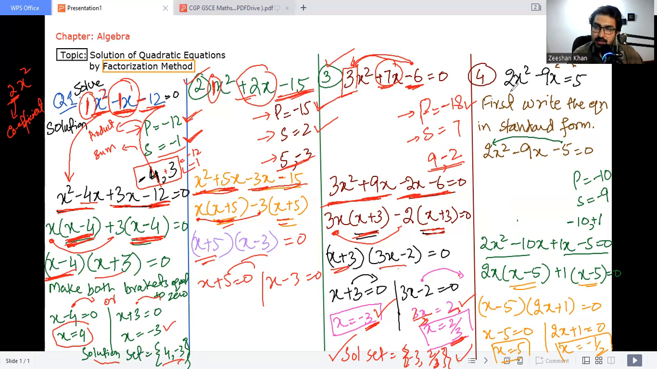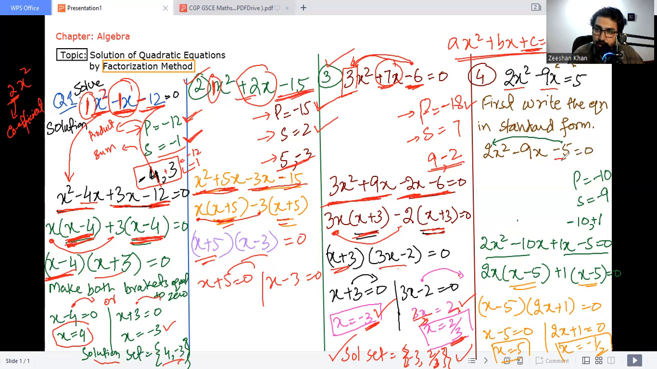Question number 4. Now this is again another quadratic equation, but there is one problem, that this equation is not in the standard form. I have explained previously in the previous lesson what the standard form is. So this is okay, this is also correct, but 5 is on the other side of the equality. So we have to shift that 5 to this side of the equality in order to make this standard form. Okay, because the number is on the left side and equal to 0 is on the right. So you will take that 5 to the left side, so it will become negative 5.